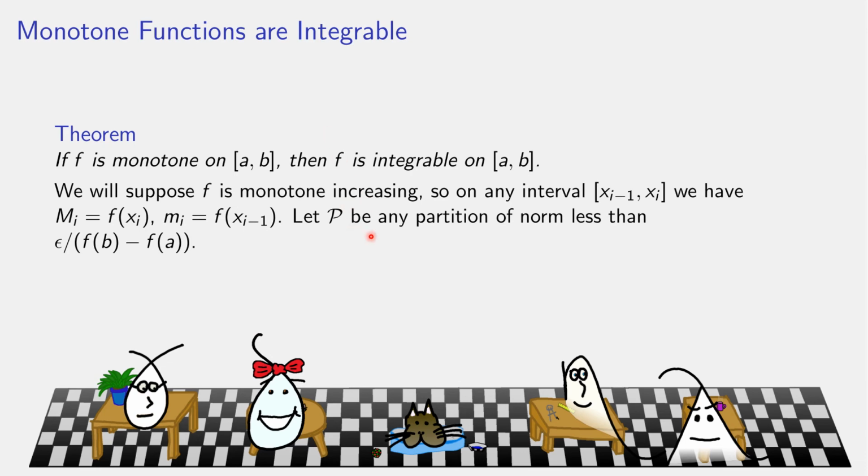So suppose f is monotone increasing. For a decreasing function, it's going to be more or less the same thing. So since the function is monotone increasing, supremums are always achieved at right endpoints and infimums are always achieved at left endpoints. So now let P be any partition whose norm is less than some fixed epsilon over this quantity, f of the right endpoint minus f of the left endpoint. Observe, this is your overall supremum, this is your overall infimum.